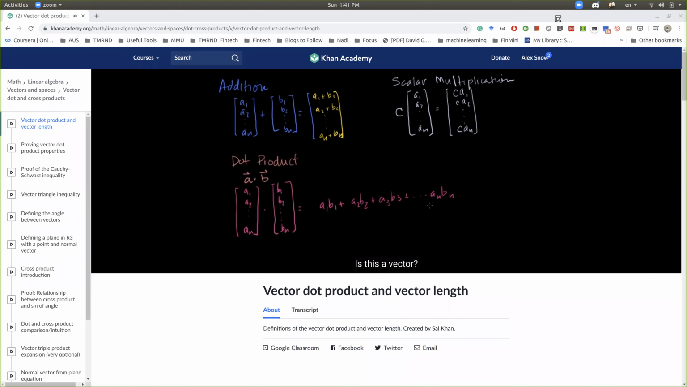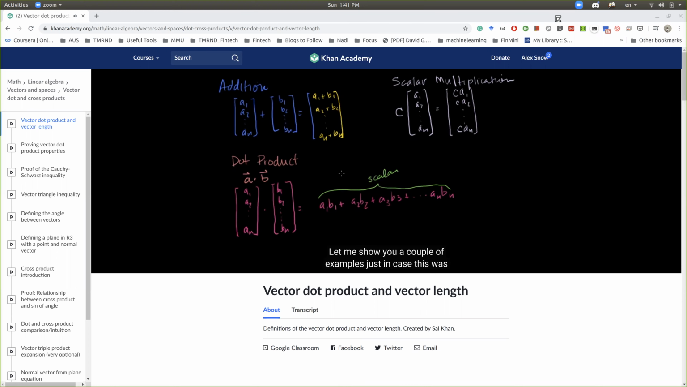So what is this? Is this a vector? Well, no, this is just a number. This is just going to be a real number. You're just taking the product and adding together a bunch of real numbers. So this is just going to be a real scalar. So in the dot product, you multiply 2 vectors and you end up with a scalar value.